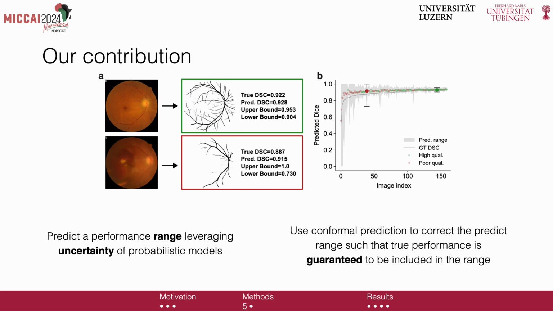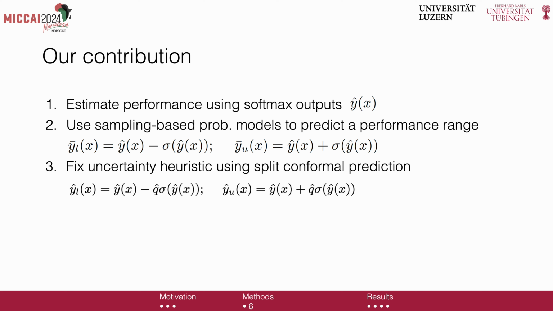This is where our work comes in. Instead of a point estimate, we predict a performance range, leveraging the uncertainty of probabilistic models. We can then also guarantee that the true performance lies within that range with the user-set probability by applying conformal prediction. We follow three simple steps.